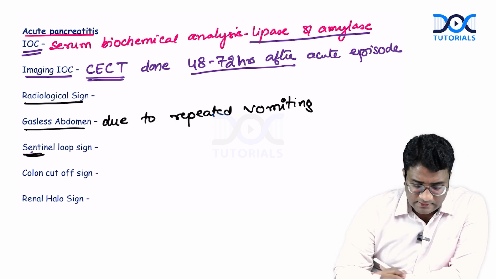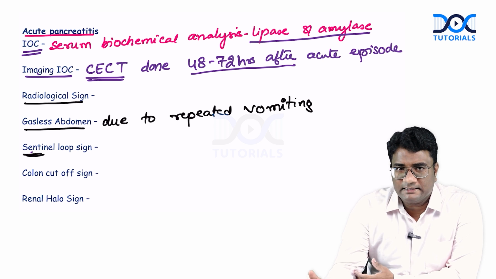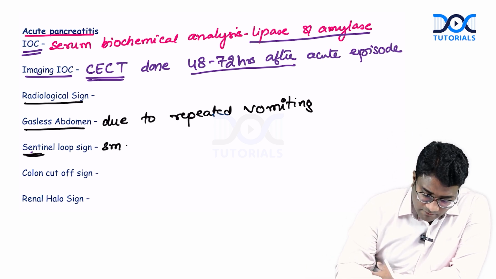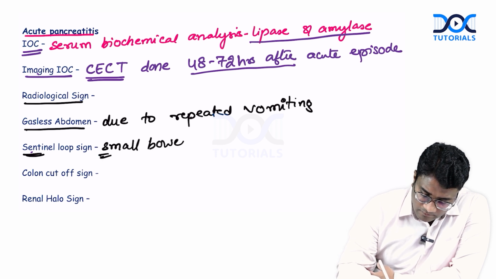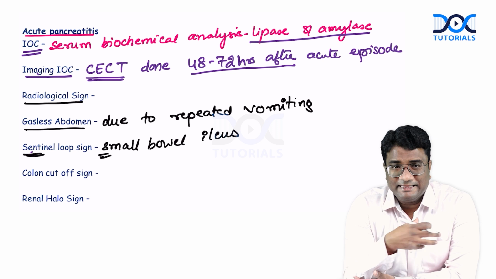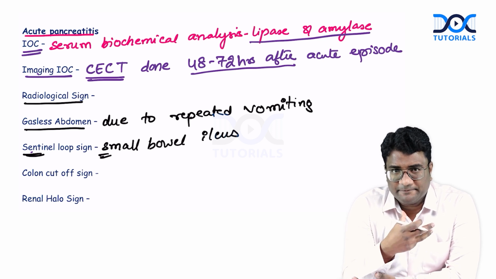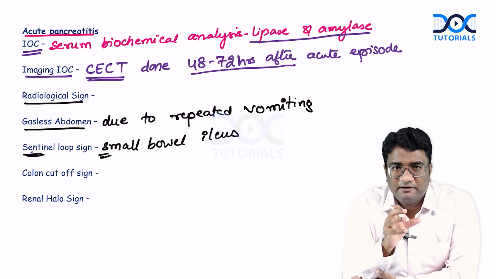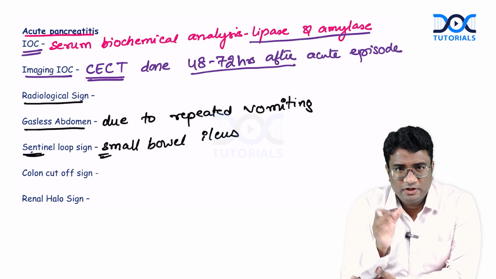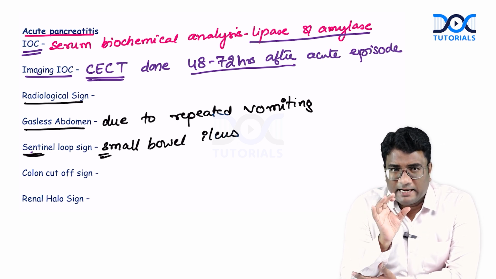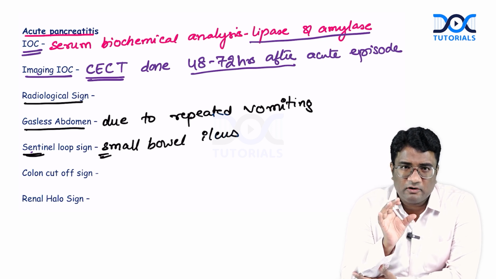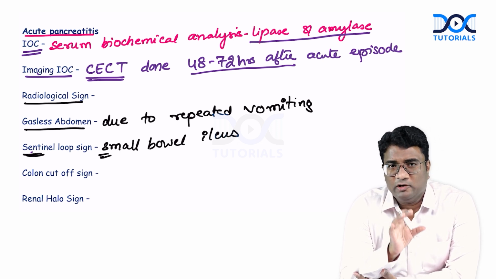Sentinel loop sign is a small bowel ileus that occurs adjacent to the area of inflammation. If there is pancreatitis in the epigastric region, there is inflammation happening there. So, the adjacent small bowel loops will be in stasis, they will not show peristalsis because that would cause more pain to the patient. This lack of peristalsis of the small bowel loops near the pancreas is called small bowel ileus, the sentinel loop sign.